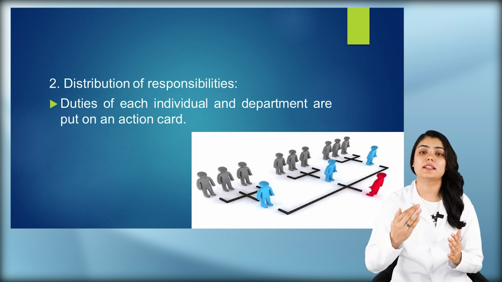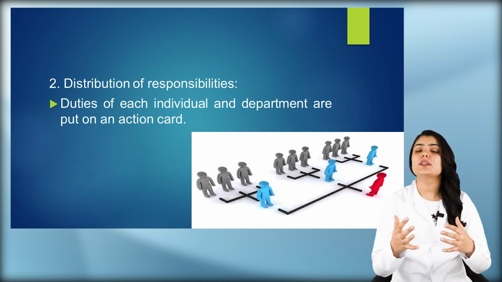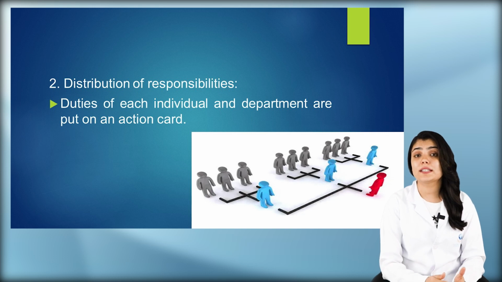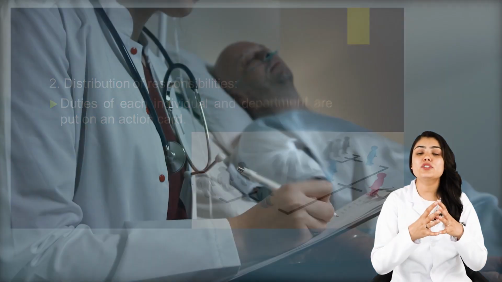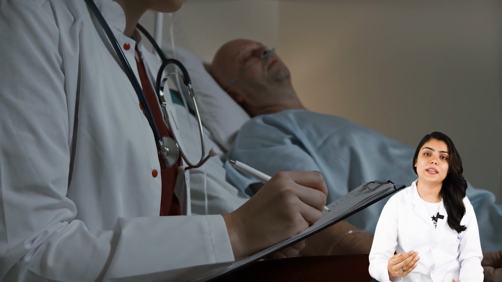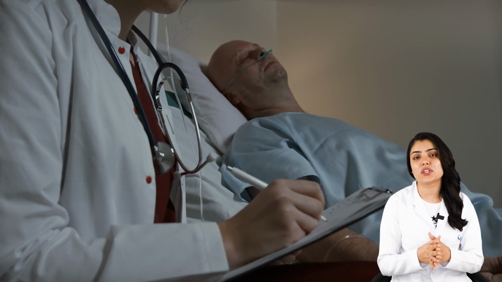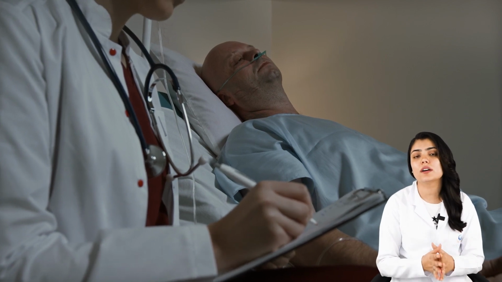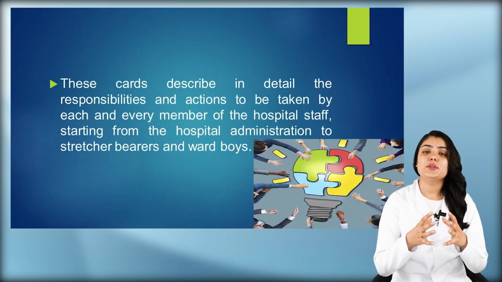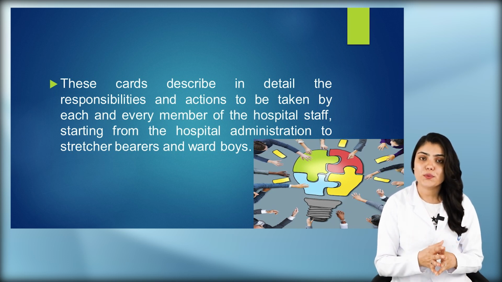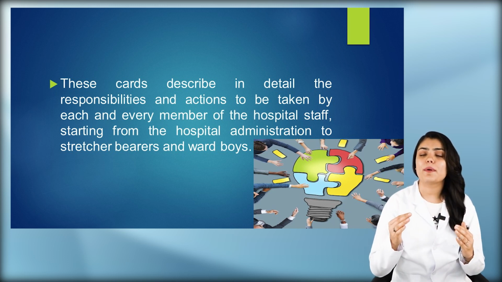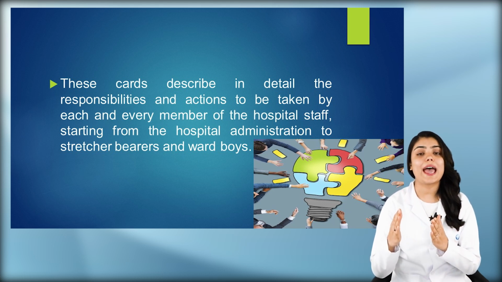The second thing that the disaster manual has is the distribution of responsibilities, which is the most important thing. The alert is given, a code is given out, and the employees have reported to their duties, but they also have to carry out the assigned task. Therefore, the distribution of responsibilities to be carried out during emergencies when mass casualties occur is the most important part. So the distribution of duties is also written down in the disaster manual. The duties and responsibilities to be carried out by each individual as well as the entire department will be written down on the action card.